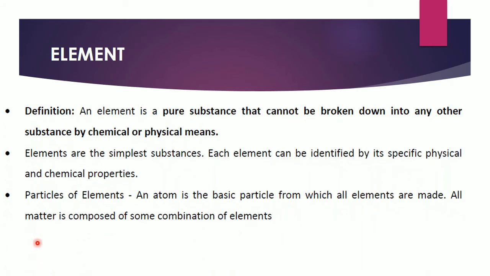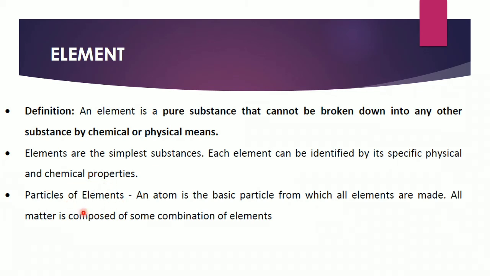Next, we are looking at element. An element is a pure substance that cannot be broken down into any other substance by chemical or physical means. So an element is the simplest unit, and it cannot be broken down anymore. An element is only made from one type of substance. We say they are simple substances, and they can be identified by their specific physical and chemical properties.